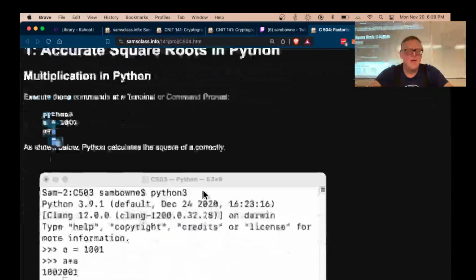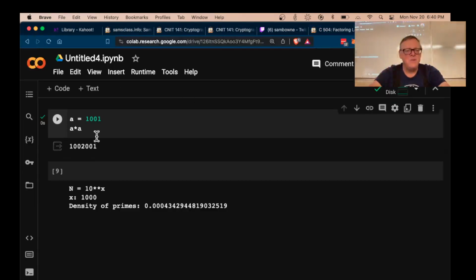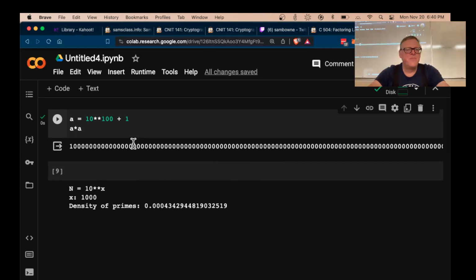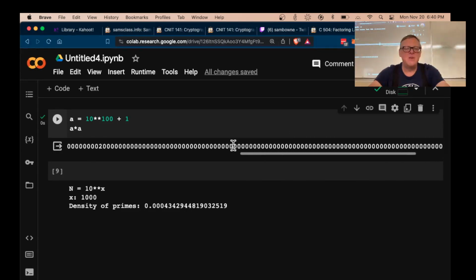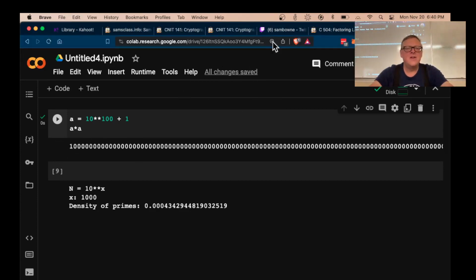Now, if I make a large integer and multiply it, this is 10 to the 100 plus 1. It calculates it as 1 followed by 99 zeros followed by a 1. If I multiply two of them together, I get this ridiculously long number ending in 1, and there's going to be a 2 in the middle. So it counted correctly. This number, which is now 200 digits long, it got exactly right.